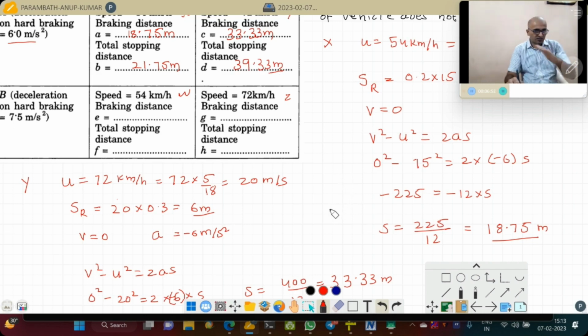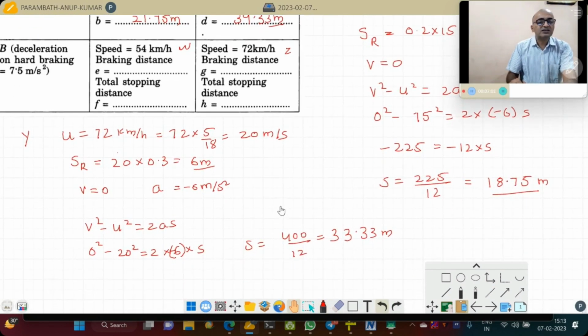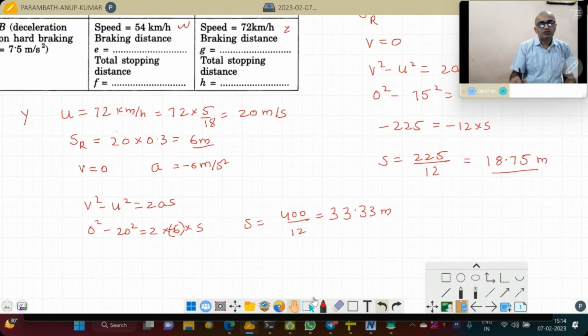We have filled the first row now. Now we go to the second row, and the first one we have to take is these W, left hand one. For W, the initial speed is 54 km per hour. That is 54 into 5 by 18, that is 15 meter per second.